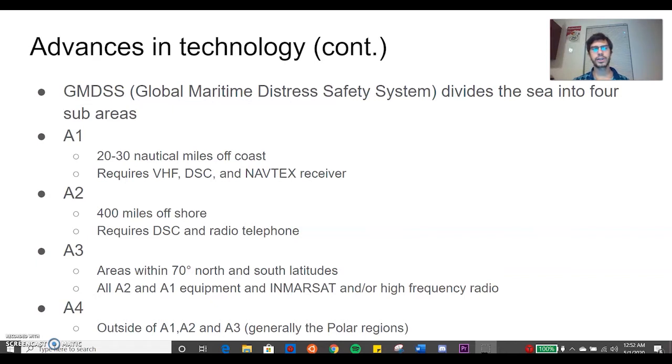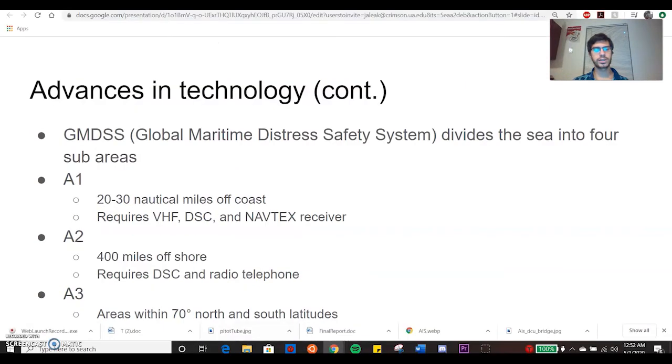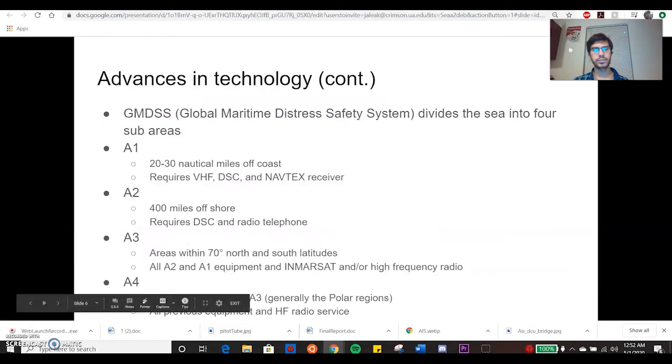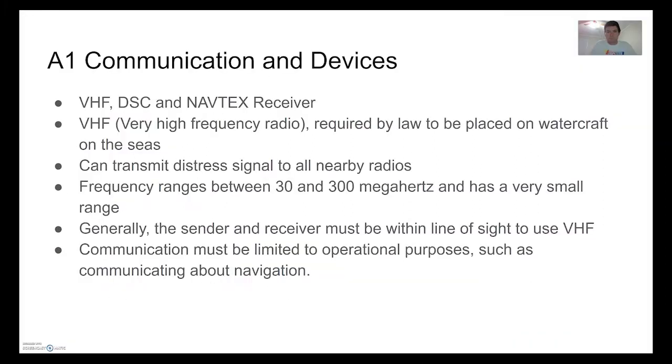And A3 are pretty much all areas except the polar regions, essentially. And it requires all the equipment from A1 and A2 and an Inmarsat and or a high frequency radio. And A4 is outside of all A1, 2, and 3 areas, and it's generally just the polar regions. And this requires all previous equipment and an HF radio service.